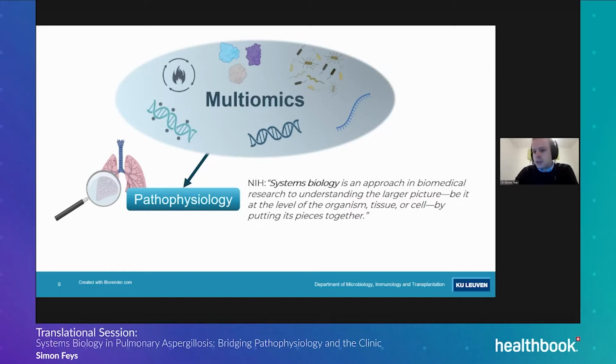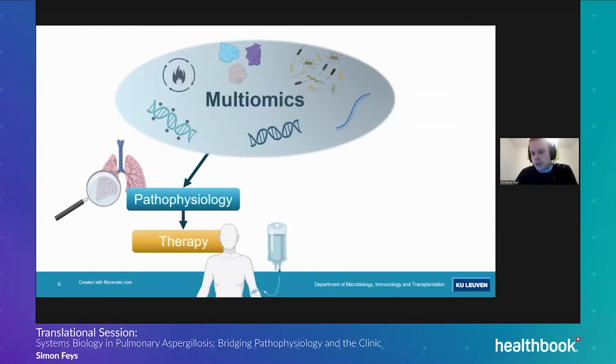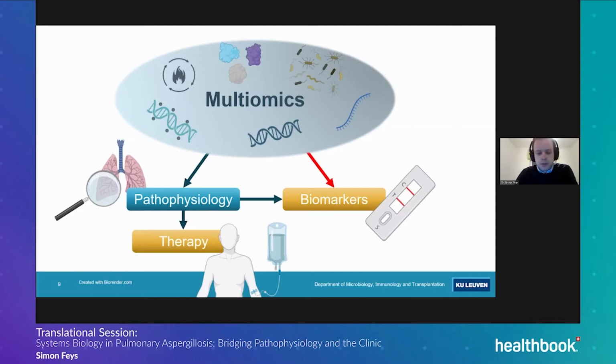That is actually what we are doing now in our research on VAPA pathophysiology. As I've said, we hope that by getting to know the pathophysiology better, we will be able to adjust the therapy and get to better biomarkers. Actually, multi-omics can, even without looking for pathophysiology, be interesting to get biomarkers directly. But I'm going to talk about that more in the second part of my talk.